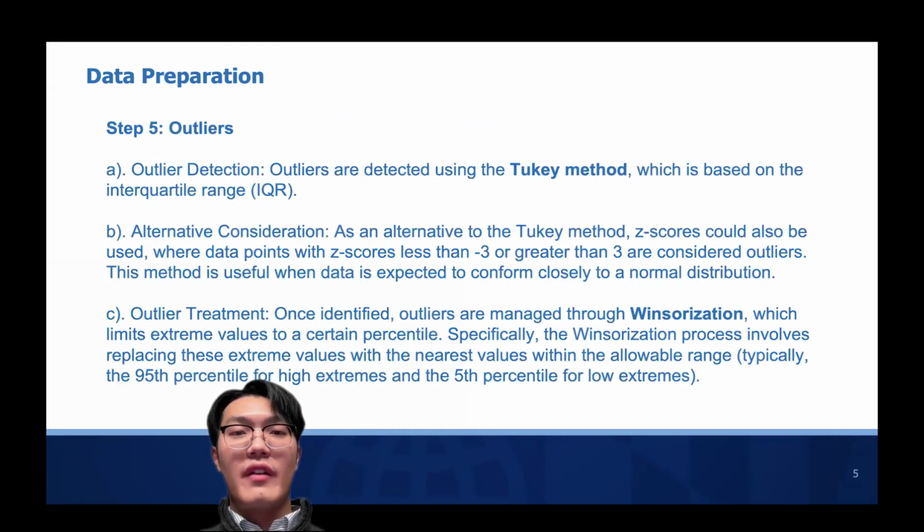Let's move to one of the important steps of data preparation, which is outliers. We use the Tukey method and z-scores to detect the outliers based on the IQR. And after identifying the outliers, we use winsorization to limit the extreme values to a certain percentile.